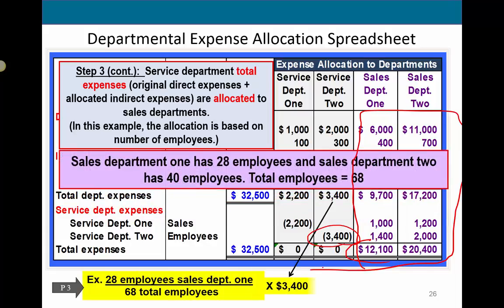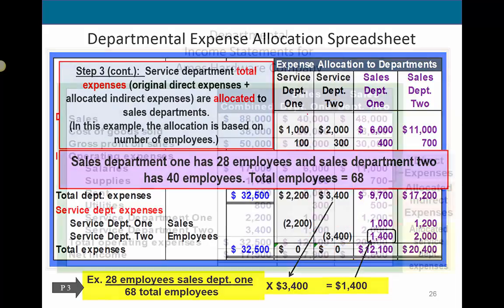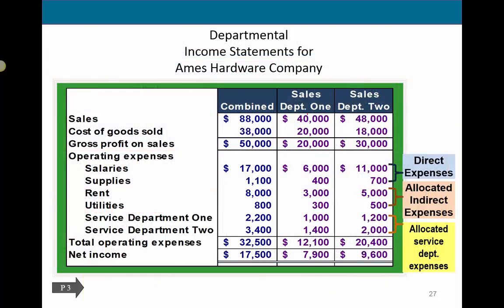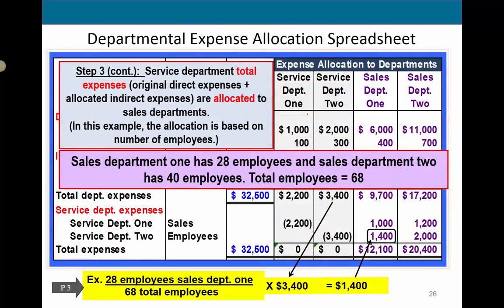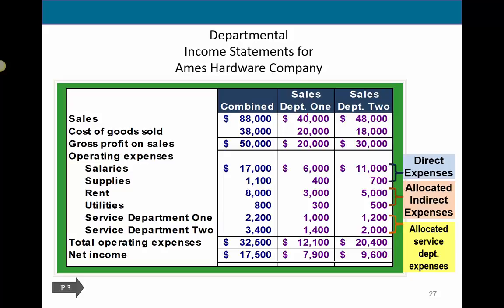There's another allocation that they're showing here, and that's by number of employees in the department. We're saying what percentage of the total employees does this department have? That will be our percentage, or our ratio, to divide out this service department expense. So then that purple here basically becomes our income statements. So our sales departments one and two, we go ahead and roll those forward from what we have.